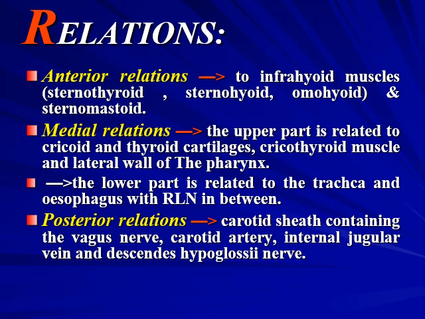Medially, the upper part of the gland is different than the lower part. So the upper part is related to the cricoid cartilage, thyroid cartilage, and the cricothyroid muscle with the lateral wall of the pharynx, but more inferiorly, it is related to the trachea, esophagus, and the recurrent laryngeal nerve in between. Posteriorly, each lobe lies upon the carotid sheath, containing the carotid artery, internal jugular vein, and the vagus nerve.